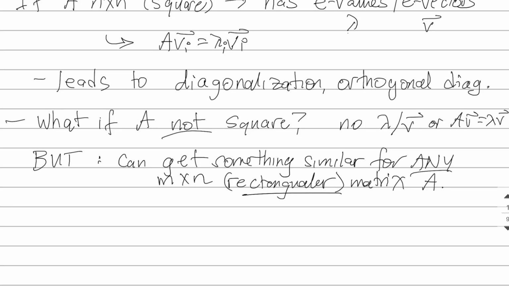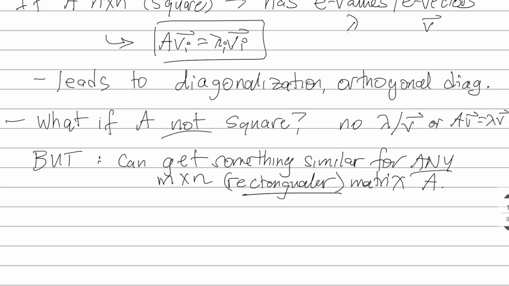A square matrix A has eigenvalues and eigenvectors, and this relationship here holds. Remember, this is the basic definition of what an eigenvector and an eigenvalue are. What if your matrix isn't square? If your matrix isn't square, then you don't get a lot of benefits. You don't get eigenvalues and eigenvectors.